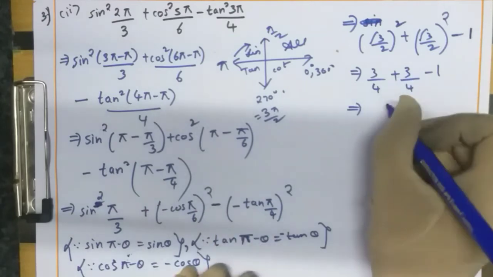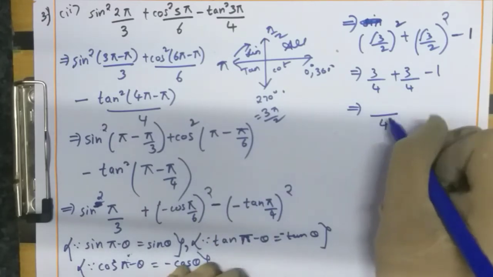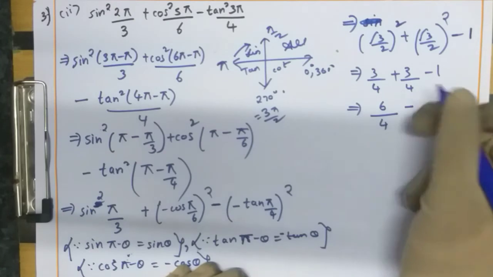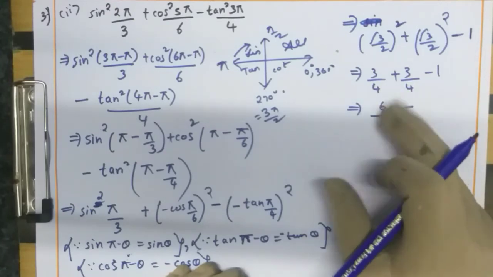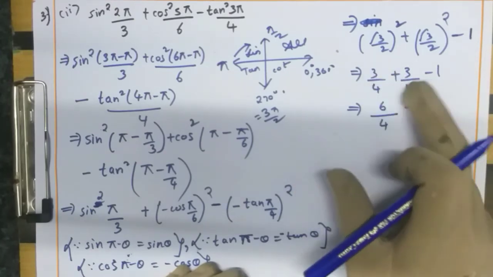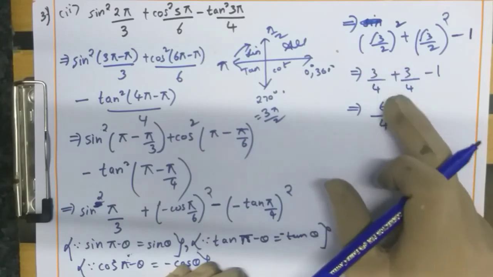What is 3 by 4 plus 3 by 4? 3 by 4 plus 3 by 4 is 6 by 4. Right, how did I get that? LCM of 4 and 4 is 4. 4 by 4 is 1, 1 into 3 is 3. 4 by 4 is 1, 1 into 3 is 3. 3 plus 3 is 6. So I am having 6 by 4.